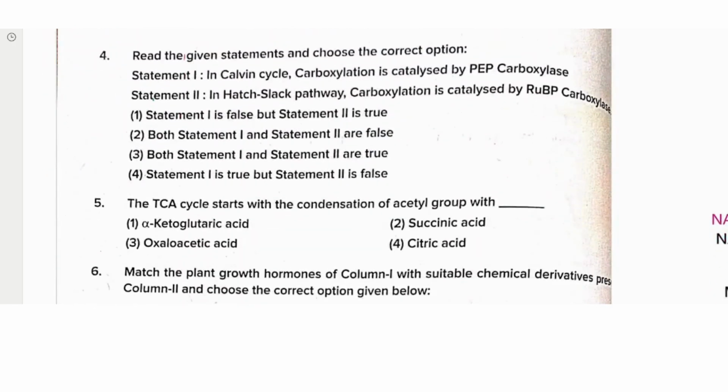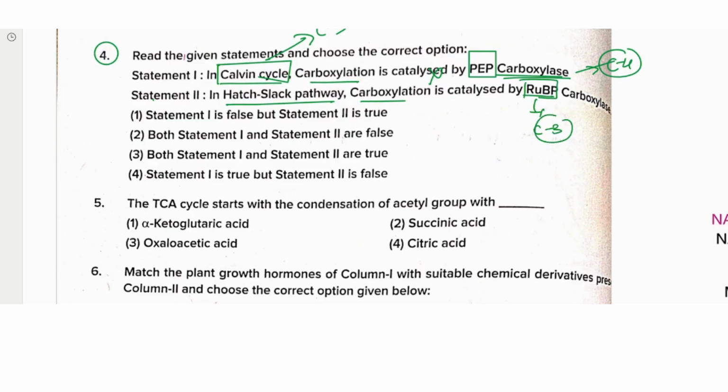Question number 4: in the Calvin cycle, carboxylation is catalyzed by phosphoenol pyruvate carboxylase. That is part of the C4 cycle, right? Not the C3, and here they are asking about the Calvin cycle, which is the C3 cycle. So it would be incorrect. Second, the Hatch-Slack pathway is part of C4, and they are saying RuBP, but RuBP is part of C3. They are asking the opposite, so both are incorrect. Statement 1 and statement 2 are both false.